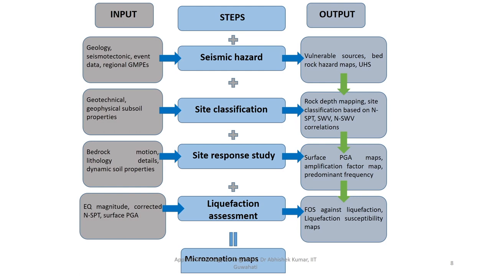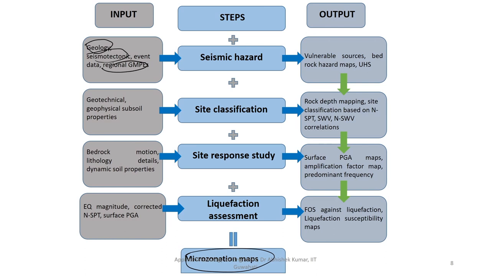Now, components of microzonation. Here we are discussing the microzonation map and how it can be developed. There are different inputs which are required, and corresponding to these inputs there will be some output which may act as input for the next level. Whenever we are discussing seismic hazard, whether deterministic or probabilistic, one has to take into account the geology of a particular region, then develop the seismotectonic map of the region, taking past earthquakes as well as information about the seismic sources into account. Also take the regional ground motion prediction equation.